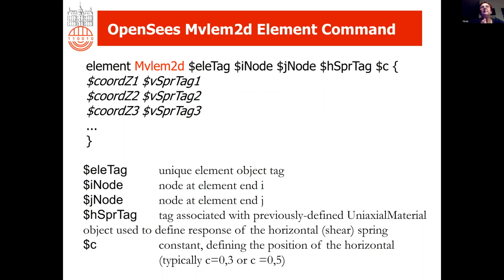So this is the command in OpenSees which is then used to define the 2D version of the element. And it is very similar to the commands for other elements. First, we have to define the element tag, then the first node, the second node, and then the uniaxial material of the horizontal spring. These parameters C, I will explain later.